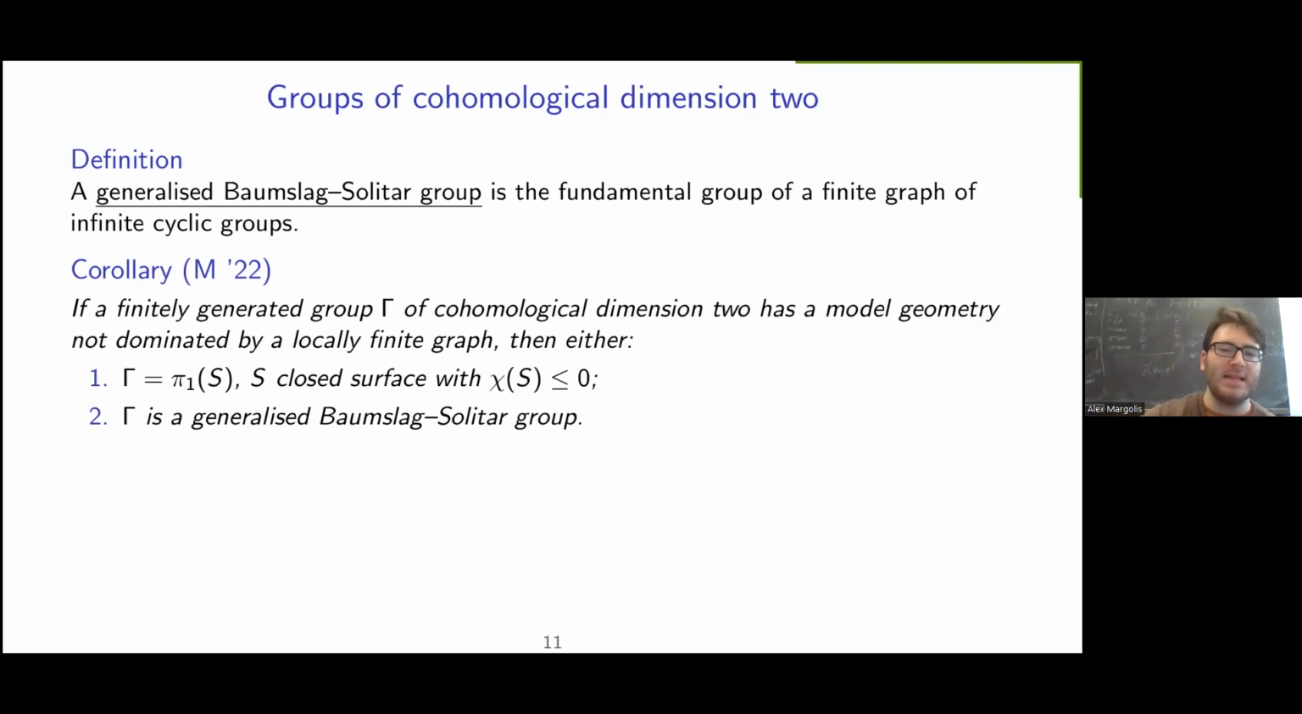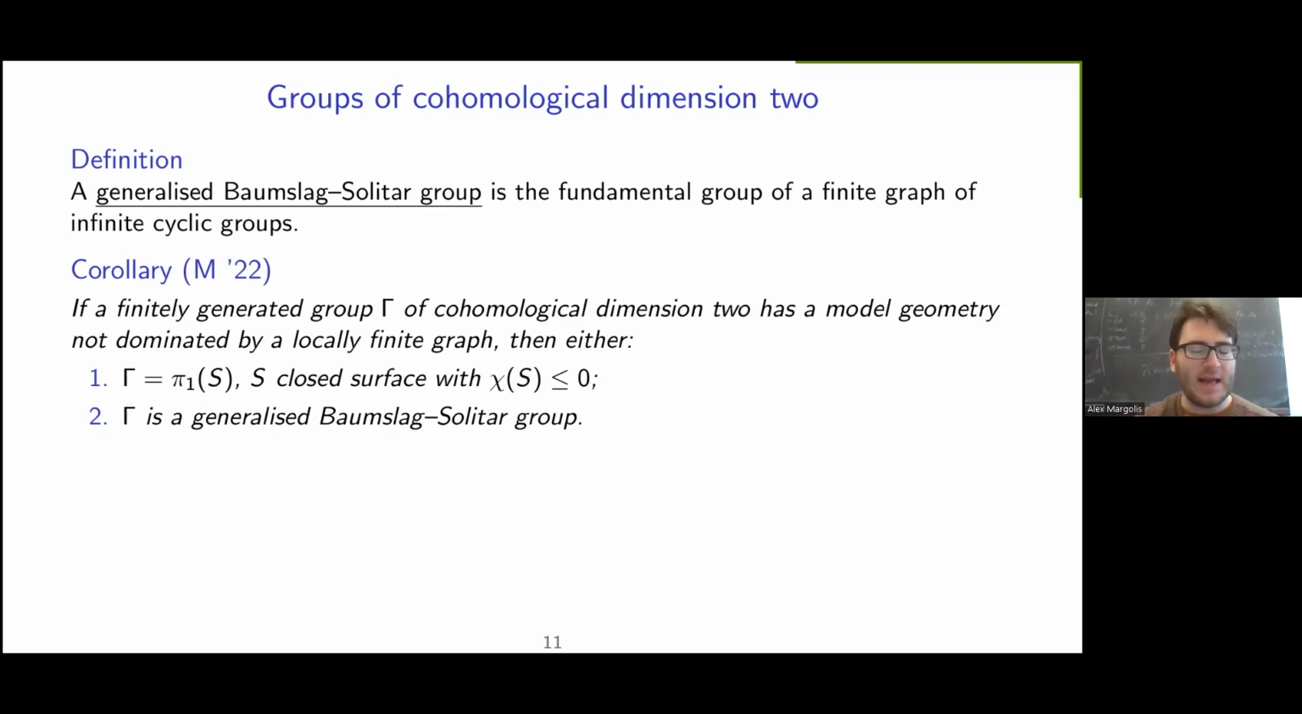And moreover, in both of these cases, we can actually describe all model geometries of these groups. Namely, generalized Baumslag-Solitar groups have model geometries that topologically look like a tree times the real line. They look a bit similar to the model geometry we saw for BS(1,2) earlier. And surface groups obviously have model geometries that are the Euclidean plane and the hyperbolic plane. And these are sort of the best model geometries, in the sense that any other model geometry of these two groups is dominated by one of those canonical model geometries. So this is very nice.